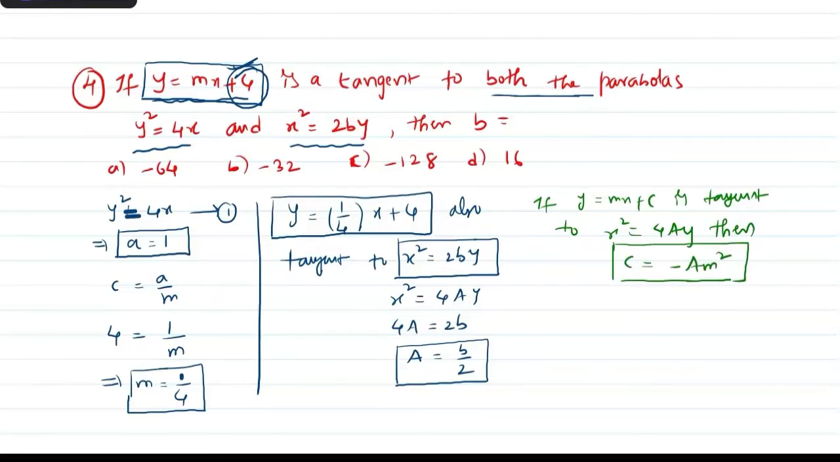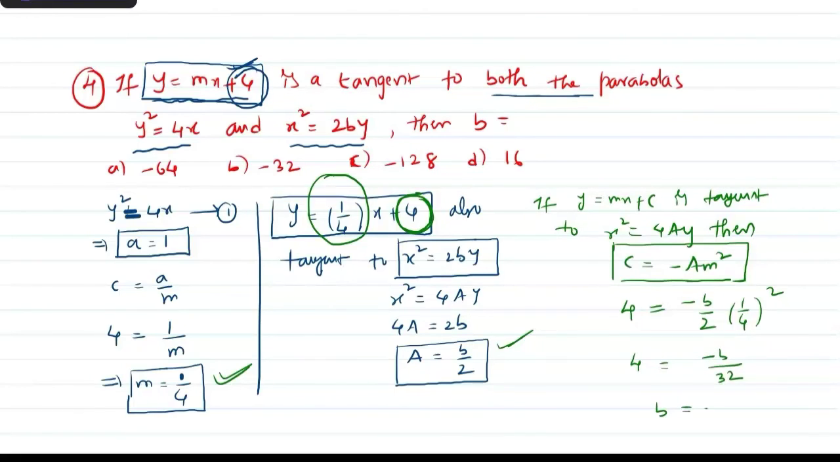C value is already in the question, we know the c value is 4. Y is equal to mx plus c, right? So 4 is equals to minus a value, we got b by 2, so minus b by 2. And m value we got is 1 by 4, so 1 by 4 whole square. So 4 is equals to minus b by 16 into 2, that is 32. Then b is equals to minus 128. 32 4s are 128. So b value is minus 128. Option C is the correct option.